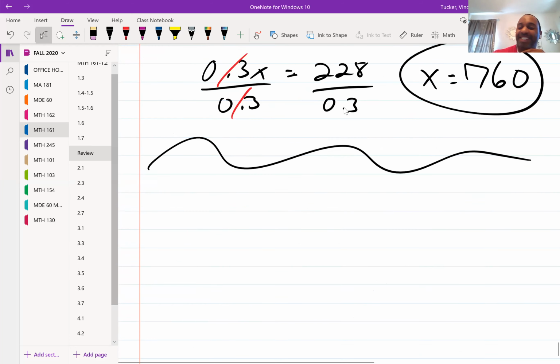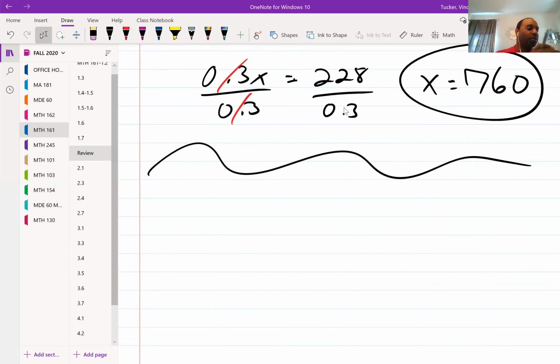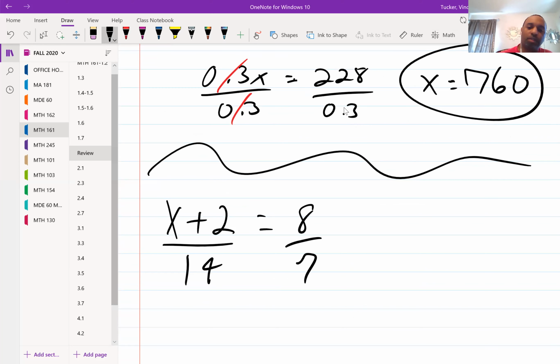All right, cool. So let me find this problem. I should have pulled the problem up first. The problem comes out of the test review. We've got (x plus 2) over 14 equal to 8 over 7 plus (x minus 4) over 2. You did everything right. You forgot, and you'll see what I mean. You forgot this 2 right here.